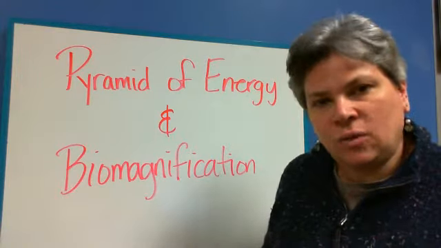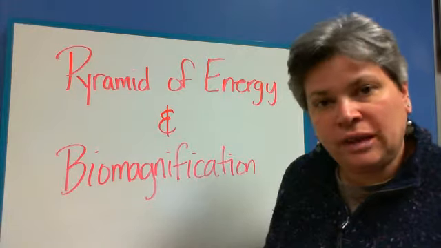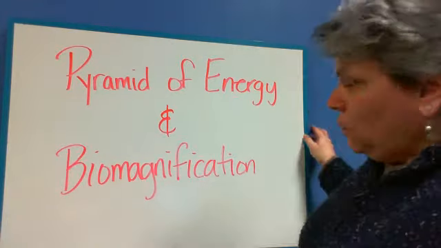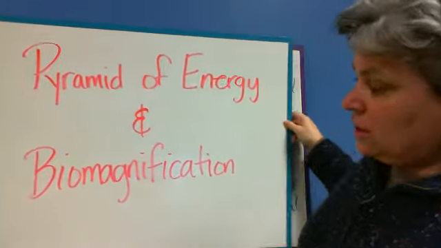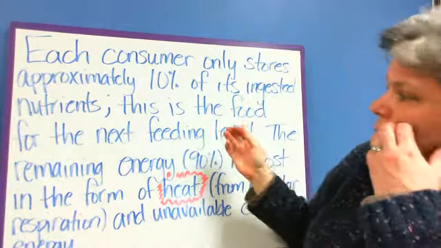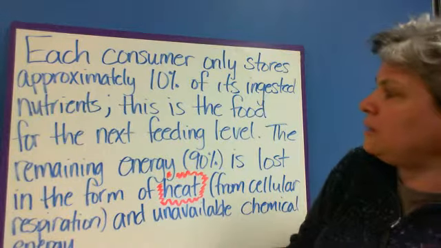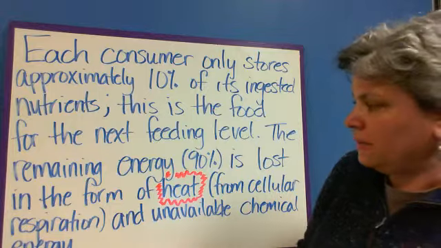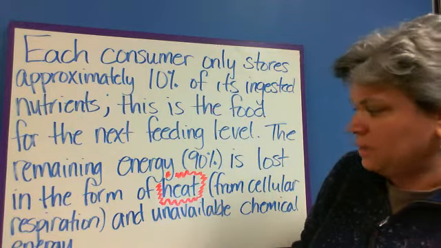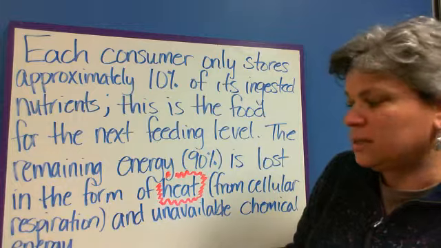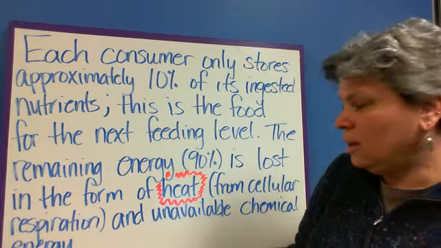In the last video, we talked about trophic levels, feeding levels, and what happens as you move up the food chain. What we said was that energy is lost as you move up. So the idea behind that is each consumer only stores about 10% of its ingested nutrients. This is the food for the next feeding level. The remaining energy, which is about 90%, is lost in the form of heat from cellular respiration and unavailable chemical energy.